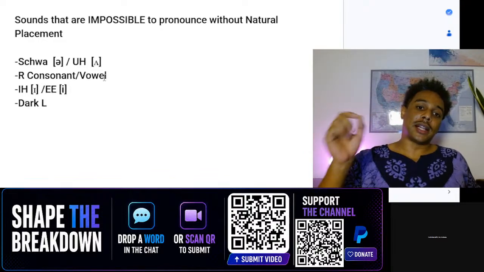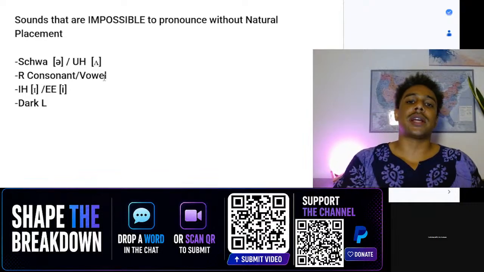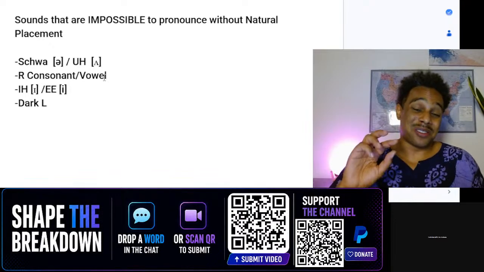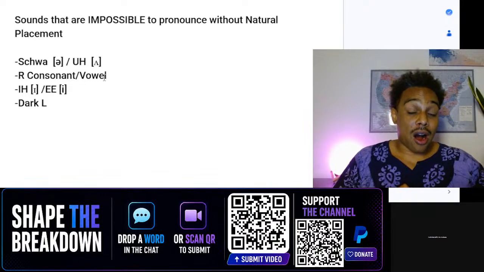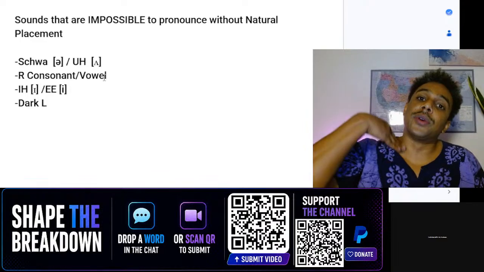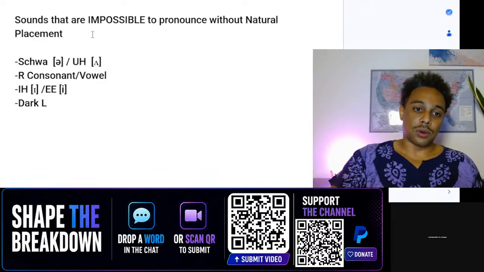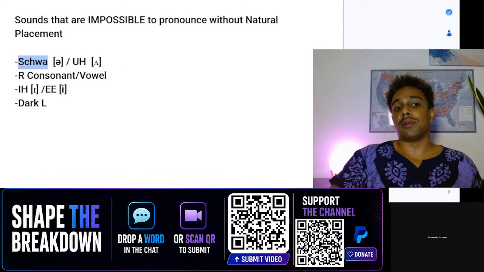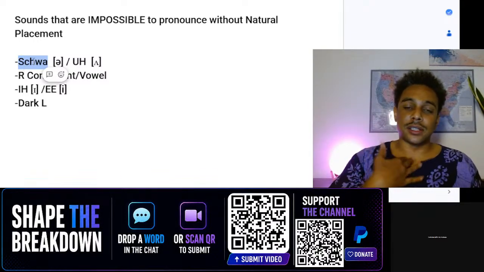All right, look. You can get away speaking English without placement to some degree. But guess what? There are actually sounds that are impossible for you to pronounce without placement. You can create some kind of version, or in some cases you won't even be able to create it at all. Why? Because the sounds depend on this energy coming through the body. We need to shape this energy to create these specific sounds. The sounds that are impossible to pronounce without natural placement would be the schwa, which is just, right? That's all it is.